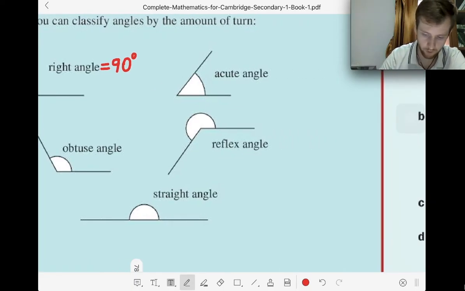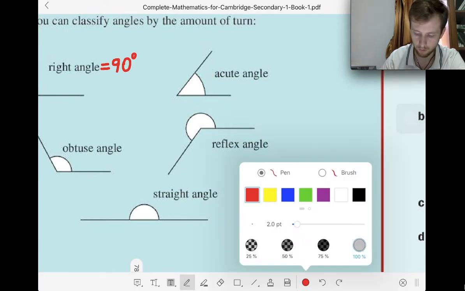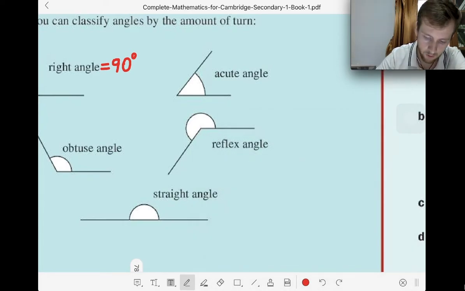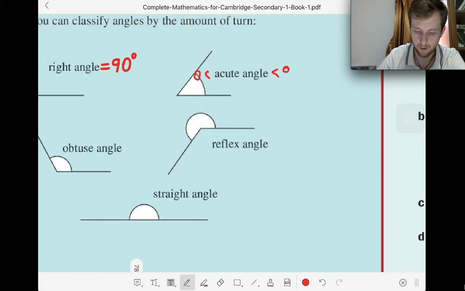Acute angle varies. So the size can be all the way from 0, but normally it's more than 0, not equal to. Let me make it smaller, maybe 1.5, yeah. So it goes from 0 all the way up to 90, but it cannot be 90 degrees, because if it's 90, then it's a right angle.